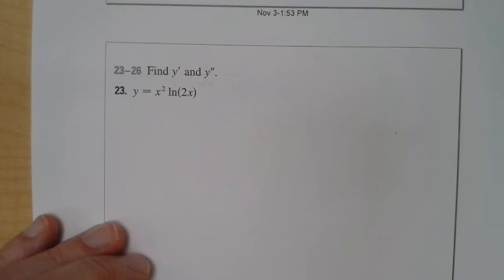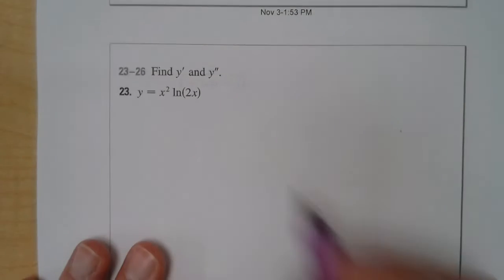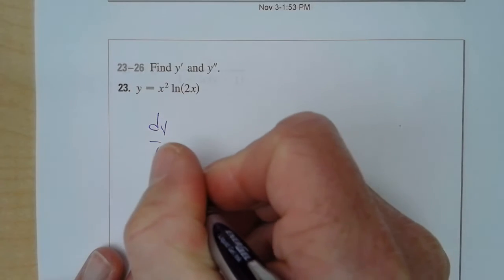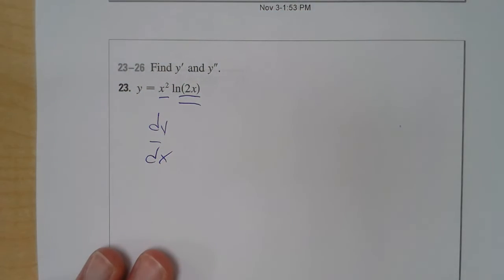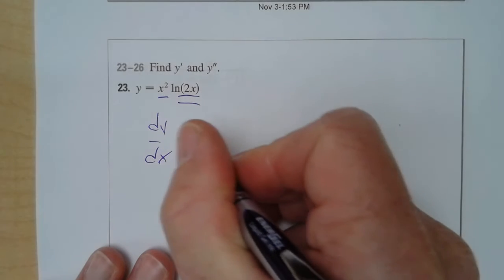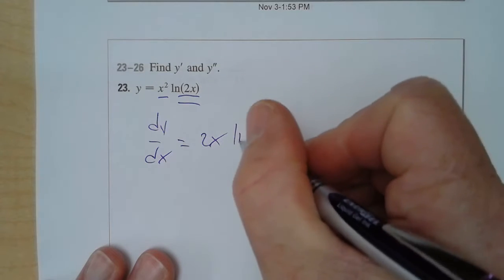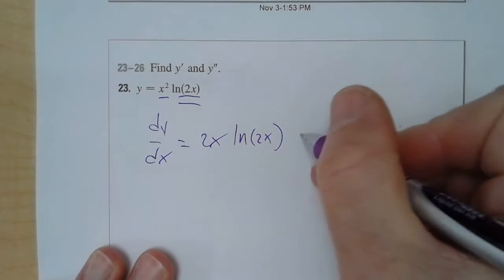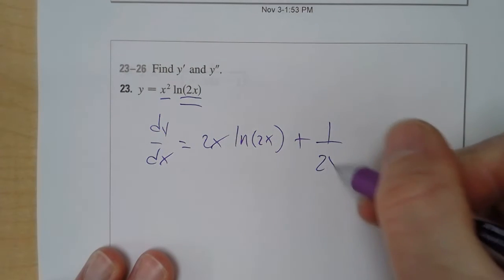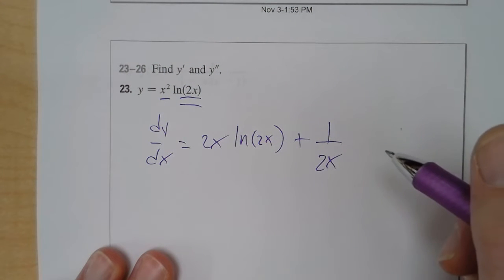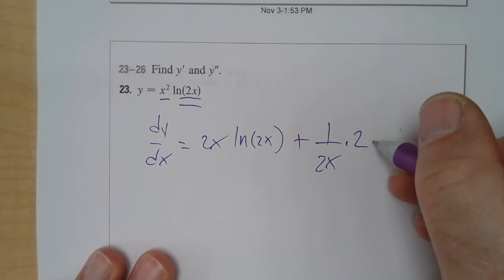First and second derivatives. So we're going to find the first and second derivative of number 23. So dy/dx is equal to product rule and chain rule: derivative of the first times the second, plus derivative of the second, throw it on the bottom, derivative of the inside times the first.